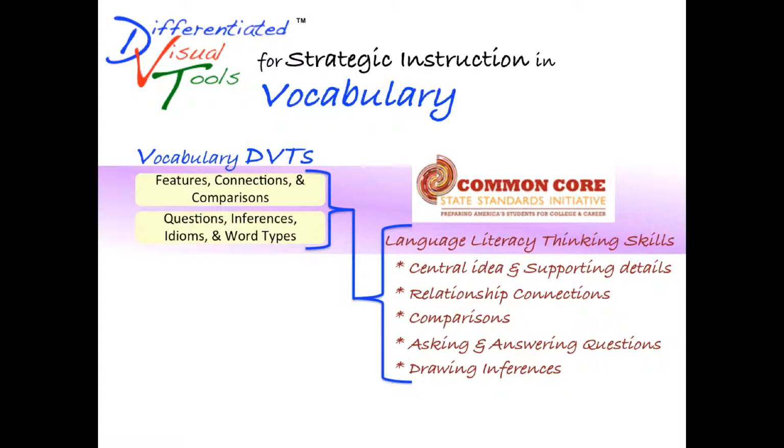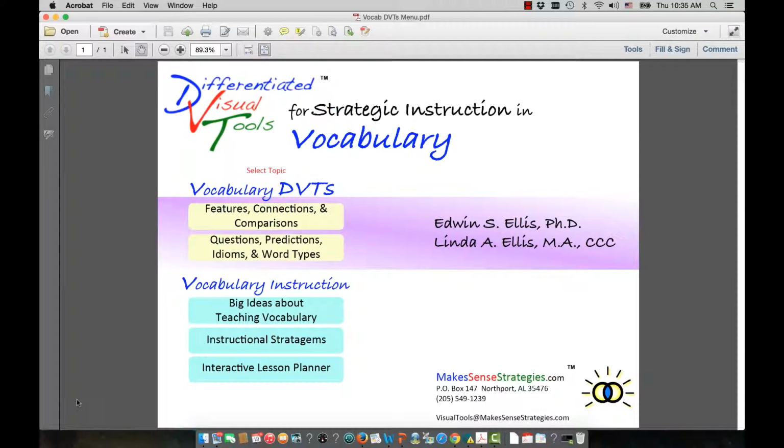And so there are two sets of them. The first set focuses on features of terms, making connections and making comparisons. And the second set really focuses on asking and answering questions about terms, drawing inferences about them, idioms, idiom phrases, as well as word types. So right now we're looking at the home page of the differentiated visual tools for vocabulary.